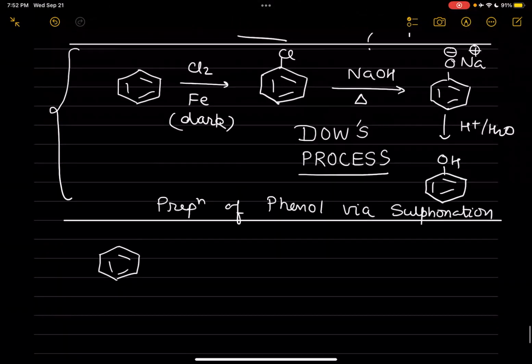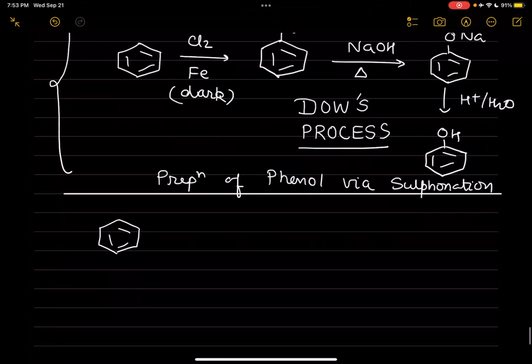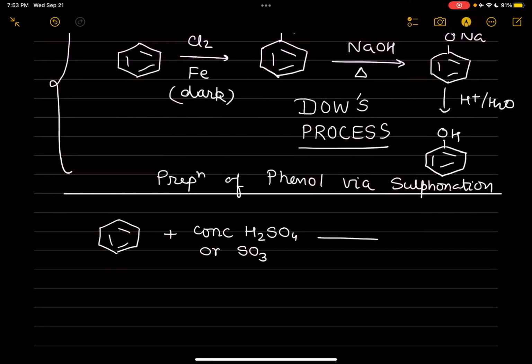So in the upper case, Dow's process, it was chlorine, which you attach by means of chlorination. In this one, it is the sulfonic acid group, SO3H. You can take concentrated H2SO4, or you can take SO3. You can heat them together.